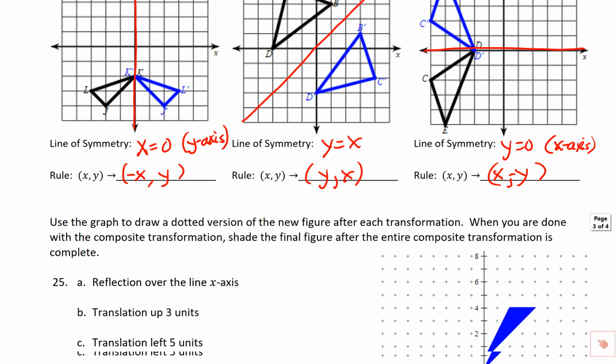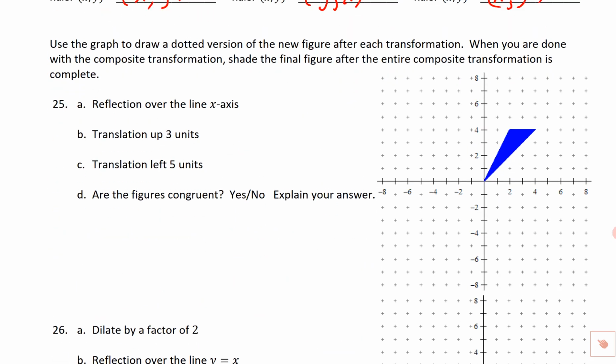Okay, let's come down here and take a look at the next couple. It says, use the graph to draw a dotted version of the new figure after each transformation. When you're done with the composite transformation, shade the final figure after the entire composite transformation is complete. So here's what we need to do. We need to take that figure right there and reflect it over the x-axis.